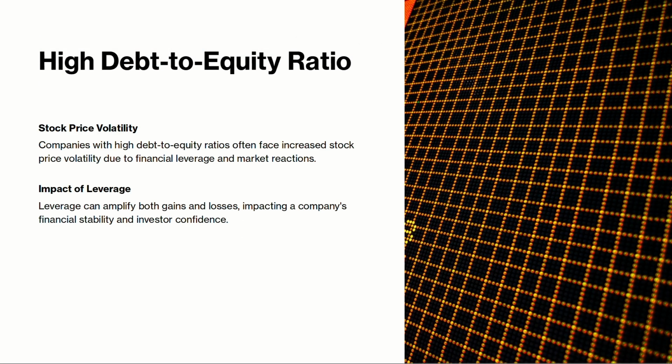High debt to equity ratio, stock price volatility. Companies with high debt to equity ratios often face increased stock price volatility due to financial leverage and market reactions. Impact of leverage. Leverage can amplify both gains and losses, impacting a company's financial stability and investor confidence.